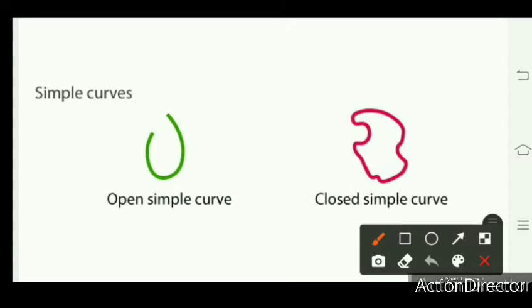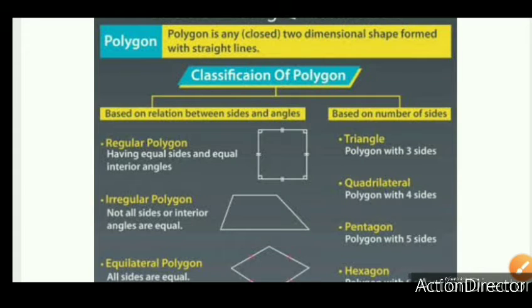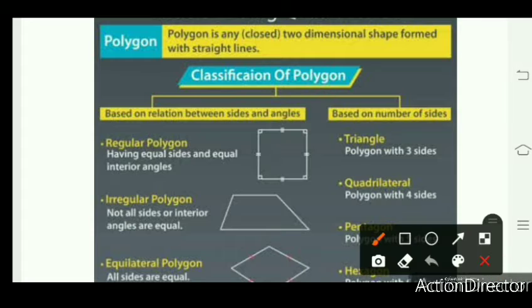And simple curves have basically two parts, open simple curve and closed simple curve. Where the two ends do not meet with each other, we say that this type of curve is known as an open simple curve. And if these two points meet with each other, we say that this type of curve is known as a closed simple curve. Now students, here we will discuss polygons.